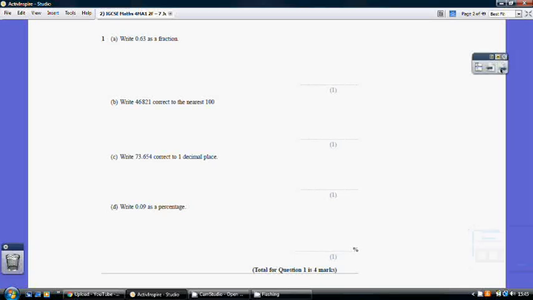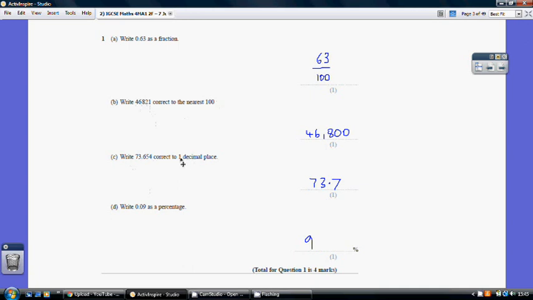Question 1. Write 0.63 as a fraction. Well, this is 63 hundredths. Part B, write 46,801 correct to the nearest 100. Well, to the nearest 100, that's 46,800. Part C, write this to one decimal place.